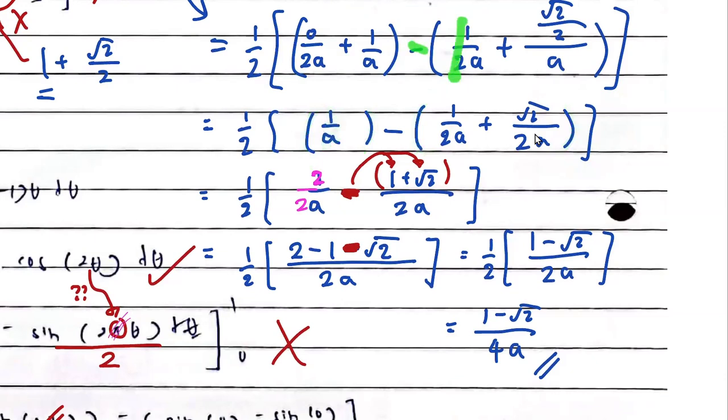Then minus 1 over 2a plus square root 2 over 2 divided by a. You can bring the a on top, so you get square root 2 times a. Is this part okay? Okay, good. Then since now you got both denominators 2a, you can add the numerators together. You get 1 plus square root 2.